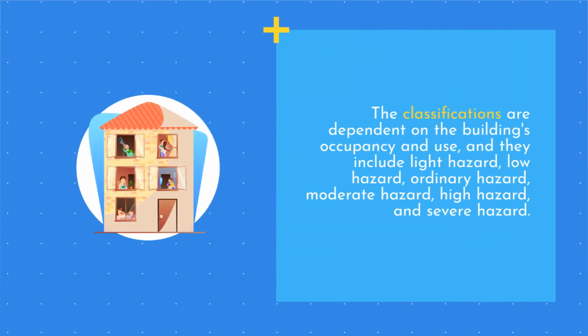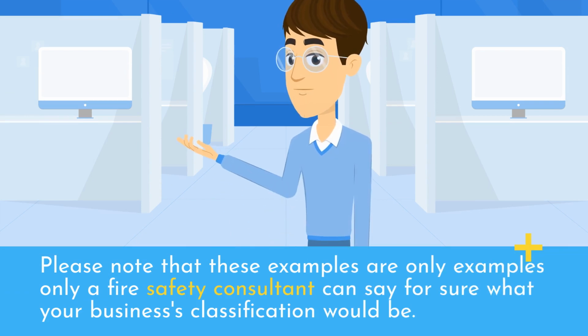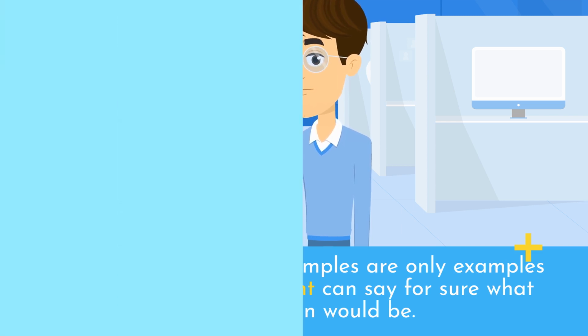The classifications are dependent on the building's occupancy and use, and they include light hazard, low hazard, ordinary hazard, moderate hazard, high hazard, and severe hazard. Read on to learn more about each of these classifications below. Please note that these examples are only examples. Only a fire safety consultant can say for sure what your business's classification would be.